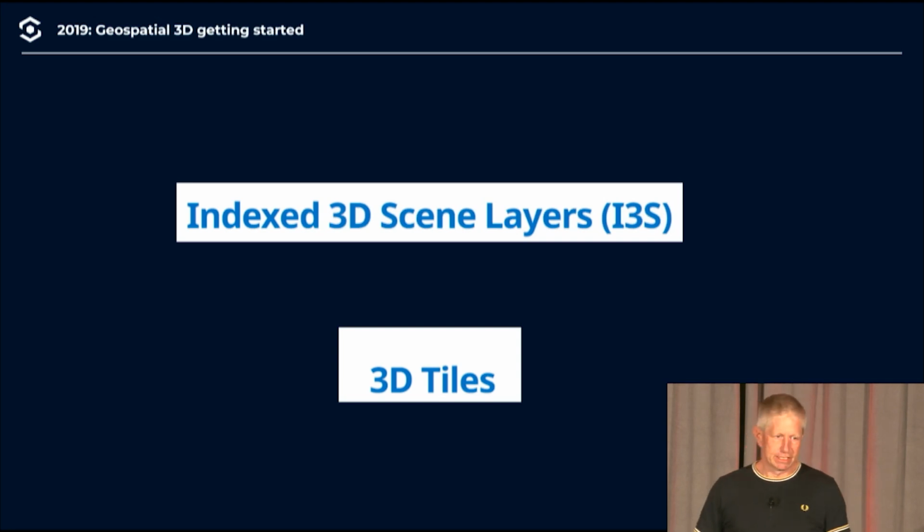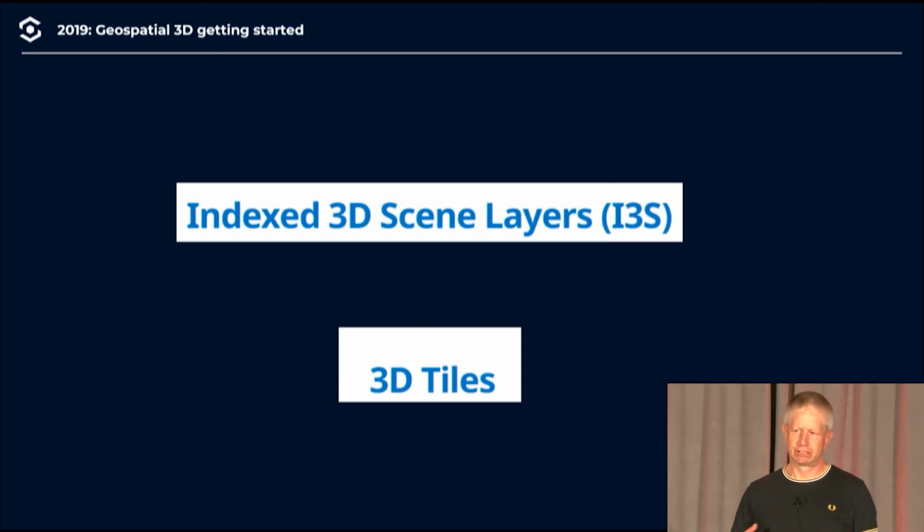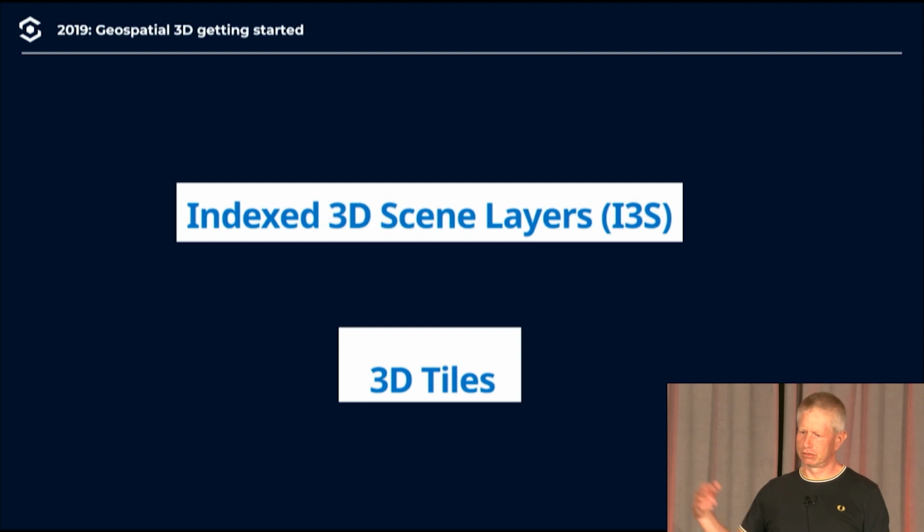So a little bit back in time, in 2019, we started looking at geospatial and 3D. At the time, and still now, there are two specifications available. One is I3S. Maybe some of you have heard of it. It's by Esri. But it was for us very hard to work with, because basically you need Esri software to use this specification. So a better alternative for us was to use 3D tiles.